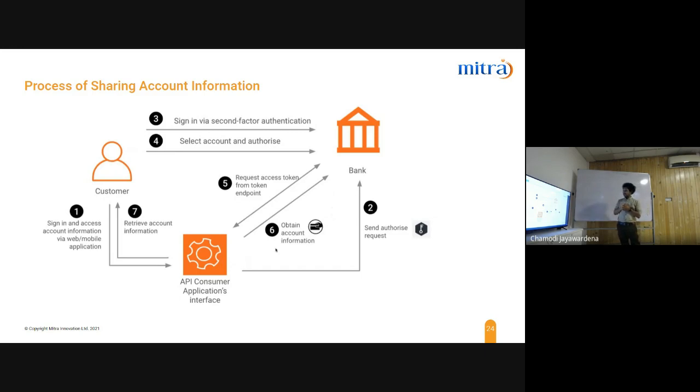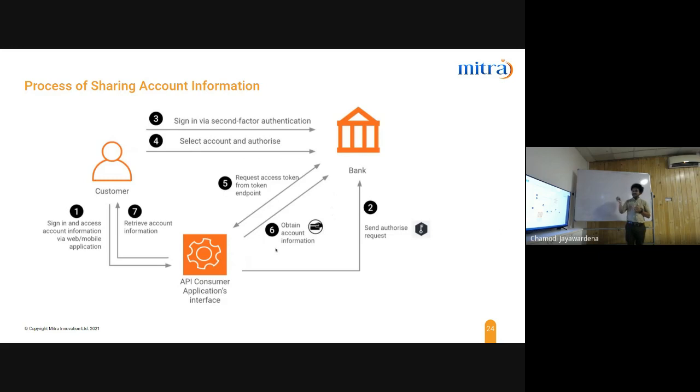But here in steps 3 and 4, the customer inputs his bank credentials. From that, the bank validates the customer and gives a token to this API consumer. That's what we call the auth code. With that auth code, the API consumer again requests the bank to please give a token. So the bank again validates the API consumer as well and gives the token to the consumer application.